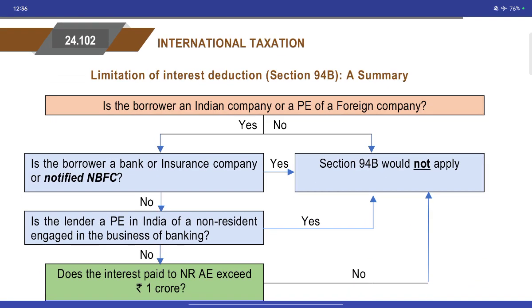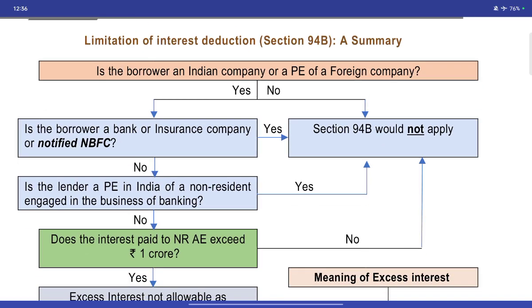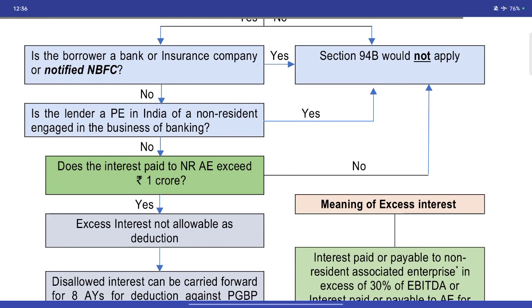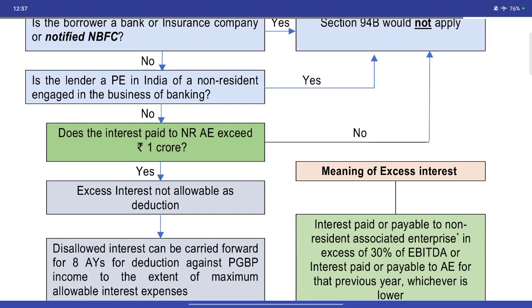Limitation of interest deduction, section 94B summary. Is the borrower an Indian company or a permanent establishment of a foreign company? If yes, is the borrower a company, bank or insurance company? If yes, then section 94B would not apply. If no, is the lender a permanent establishment in India of a non-resident engaged in the business of banking? If yes, then section 94B would not apply. If no, does the interest paid to a non-resident associate enterprise exceed 1 crore? If no, then 94B would not apply.